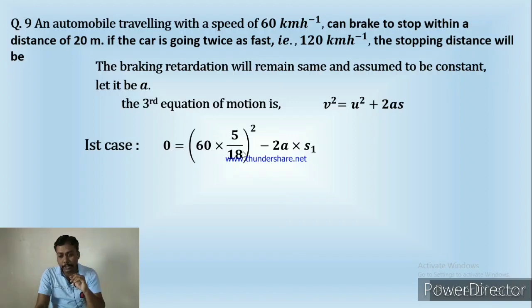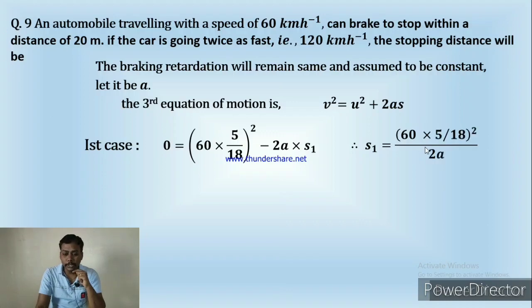Why is this 5 by 18 here? Here we convert kilometer per hour into meter per second, and for this we can use 5 by 18. So 0 equals (60 into 5 by 18) square minus 2a into s1. So the first distance is s1. Therefore s1 is equal to (60 into 5 by 18) square upon 2a. This is the s1 formula for the first case.